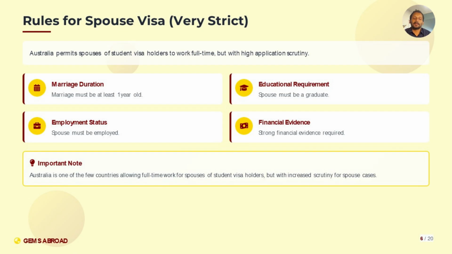For those planning to bring a spouse to Australia, be aware that the requirements are particularly stringent. There are 4 non-negotiable conditions. First, your marriage must be at least 1 year old at the time of application. Recent marriages face higher scrutiny. Second, your spouse must have completed at least a bachelor's degree or equivalent qualification. Third, your spouse should have employment history demonstrating financial independence. Finally, your combined financial situation must be particularly strong, exceeding the minimum requirements for single applicants. Australia does offer the valuable benefit of full-time work rights for spouses of student visa holders, but this comes with heightened scrutiny during the application process.